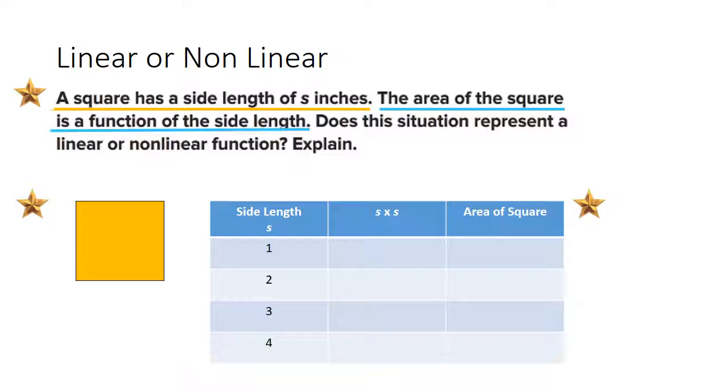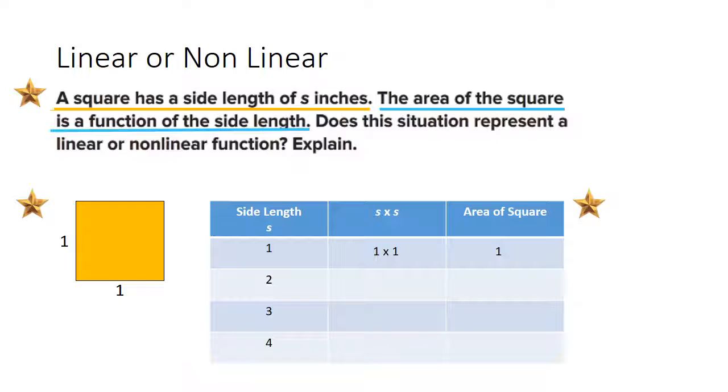A square has 4 equal sides, so if one side's length is 1, the other side's length is also 1. Also, the area of a square is calculated by multiplying the side length times the other side length. So when s, the side length, is 1, the area of the square is calculated by multiplying 1 times 1 to get an area of 1 unit squared.